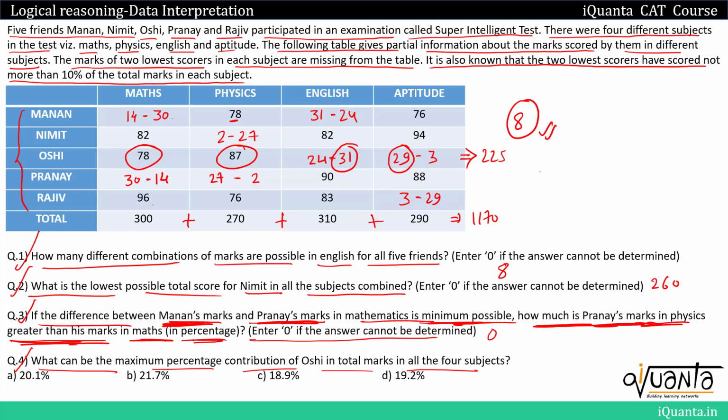So let us simply find out the percentage. So percentage contribution means nothing. We just have to calculate that 225 is what percent of 1170. So 225 by 1170 into 100, which is approximately equal to 19.2%. So option D will be the correct answer.